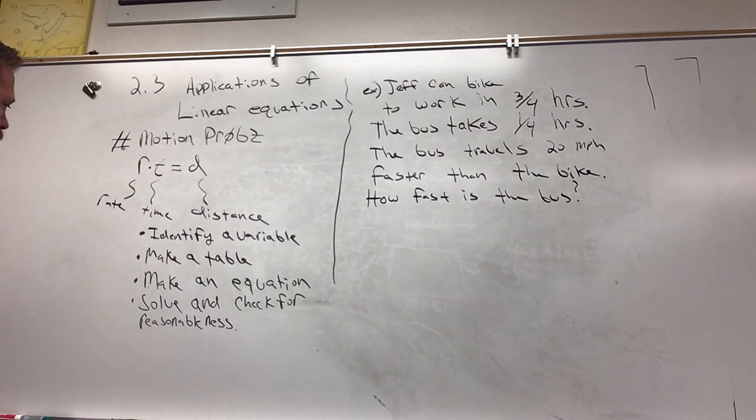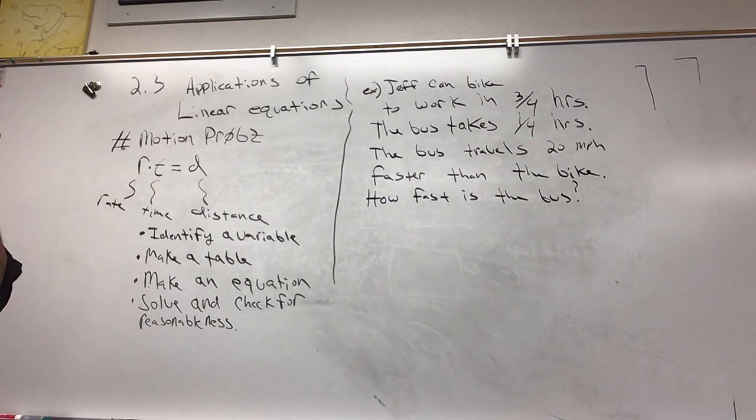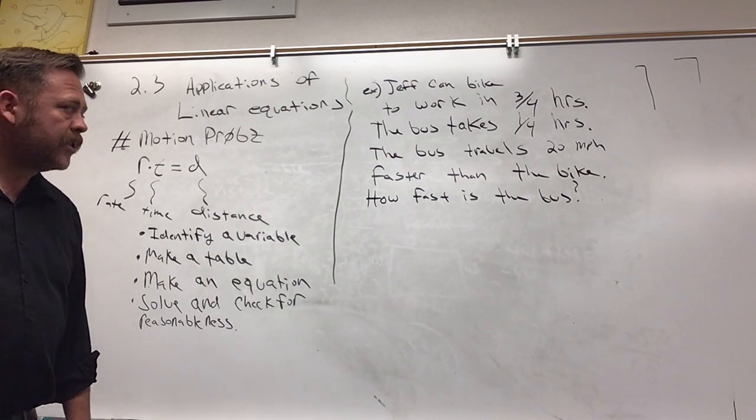went. So my process, my thinking about how to solve these is similar. You want to identify a variable. I'm not going to draw a picture this time. Instead, when there's a formula for the problem, I like to make a table to help us solve. And then we're going to use the table to make an equation. And then we're going to again solve and check for reasonableness.